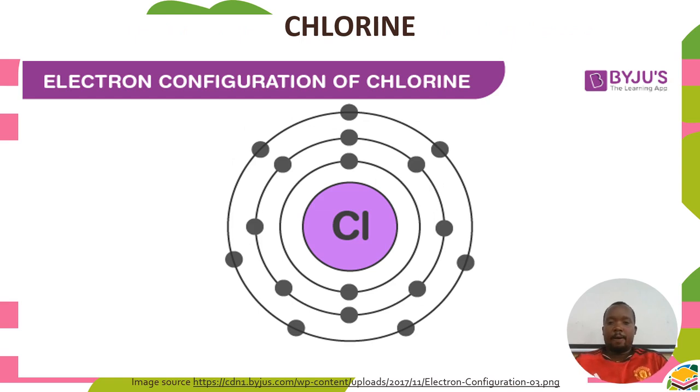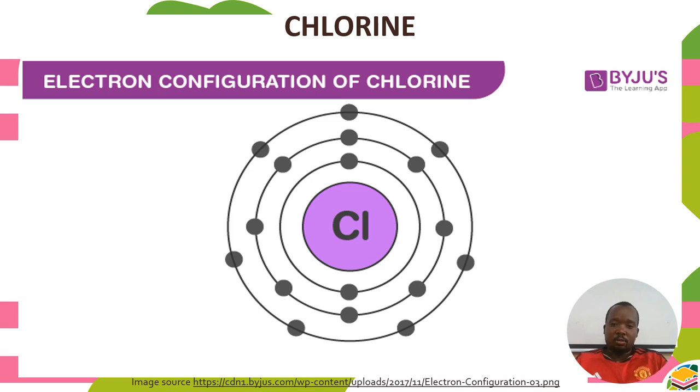Then chlorine, the electron configuration of chlorine. Okay, chlorine, it has a maximum number of 17 electrons. So, can you go through the diagram? Analyze it. Go through the diagram and analyze it.